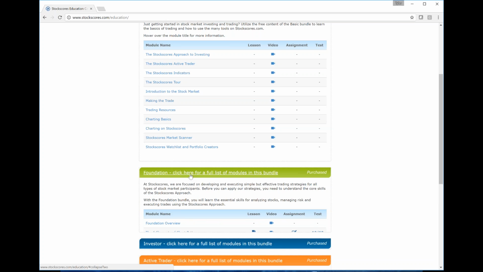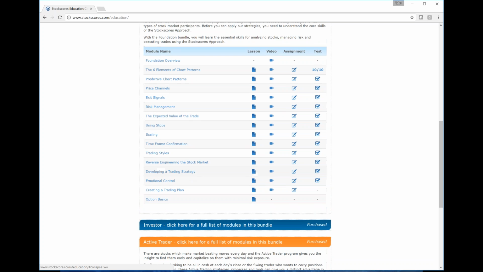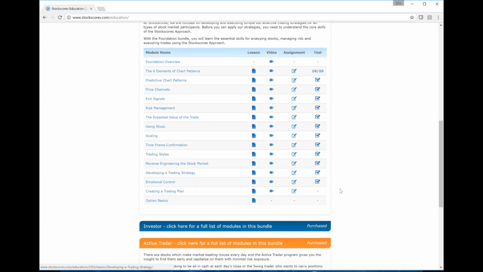Then we go into the foundation area. This is the theory that you should understand in order to apply my strategies. So how do you read a chart pattern? What are some common ways to know when to sell a position? How do you manage risk? How many shares should you buy? We'll talk about that a little bit today. What is this concept of the expected value of the trade? When would you scale into a position? What's this idea of time frame confirmation? How do you develop a new trading strategy?